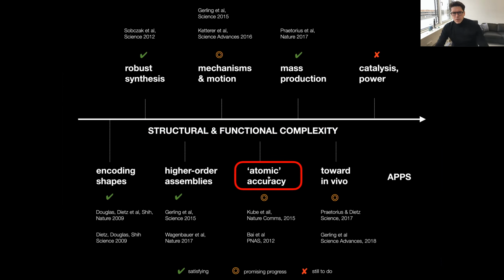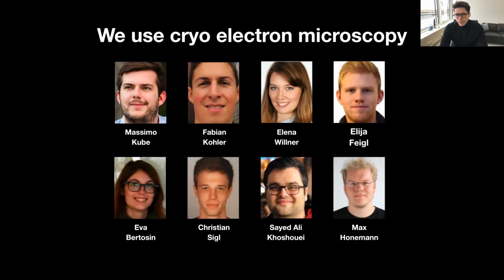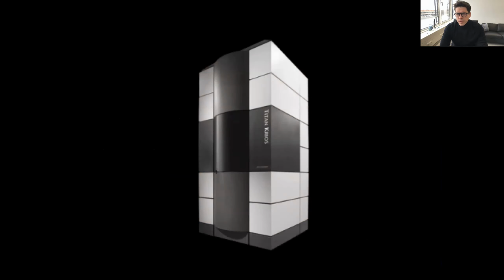As in any other field of science and technology, precision design needs precision validation. You can only design as accurately as you can experimentally validate what you build. So we use cryo-electron microscopy to do structural validation in the lab. We're in the fortunate position to have pretty good access to one of these devices.